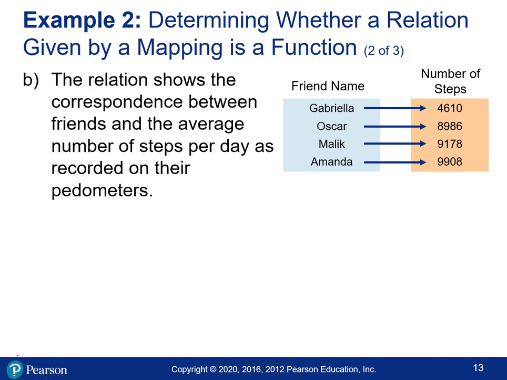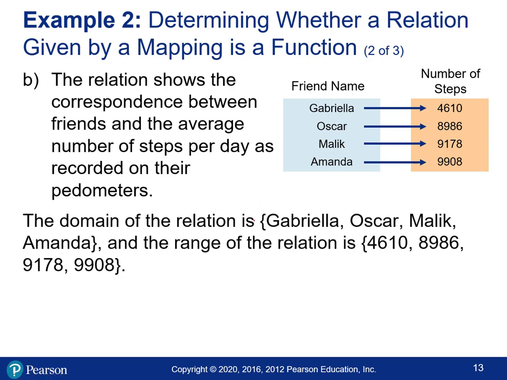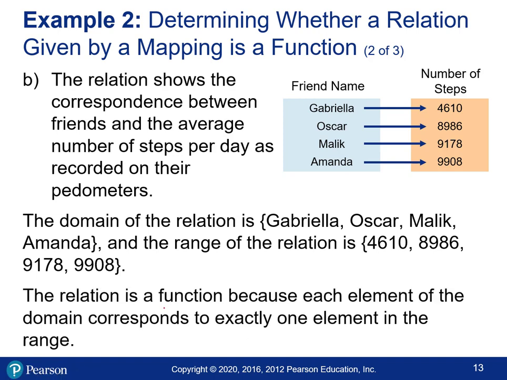Okay, so how about this one? This shows the correspondence between friends and the average number of steps per day recorded on their pedometers. So our friends are here, and then this is the number of steps that they've walked, and then they've tracked it on their pedometers. So the domain is the set of all of the people. So our 4 people are listed, and then the range is all 4 amounts of their steps. This is also a function, and this one's actually called a one-to-one function because they all had different amounts of steps. So this 4610 corresponded to exactly Gabriella and no one else, and so on with the other 3 values.